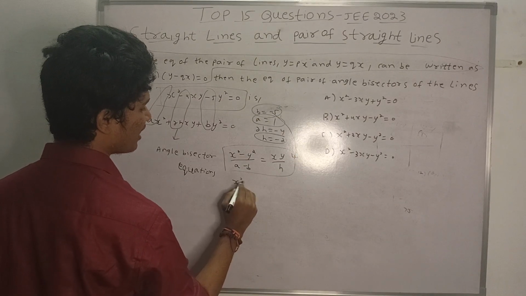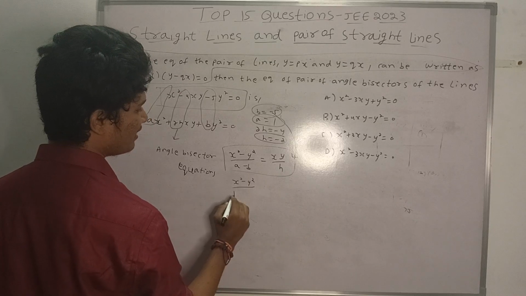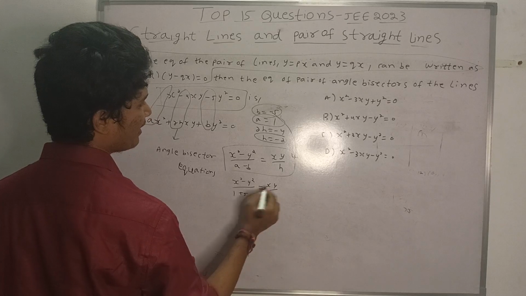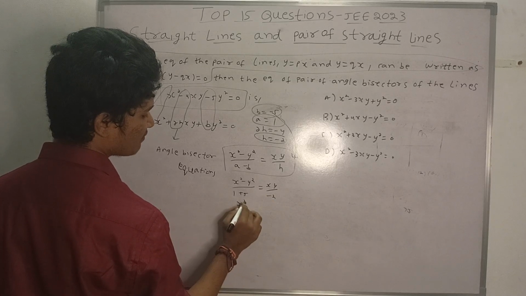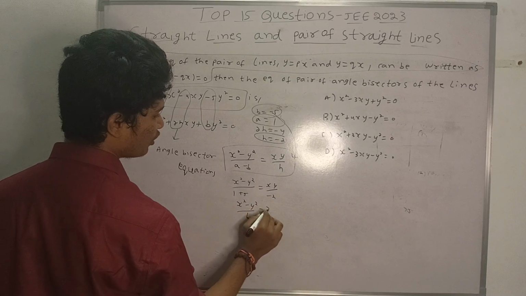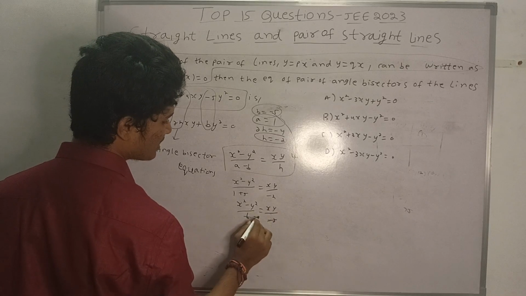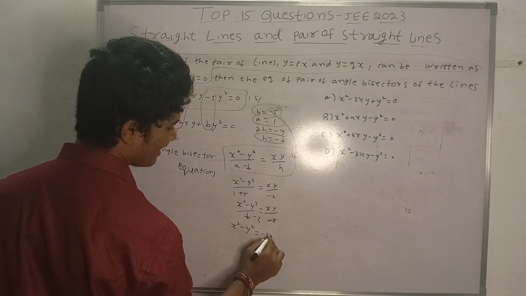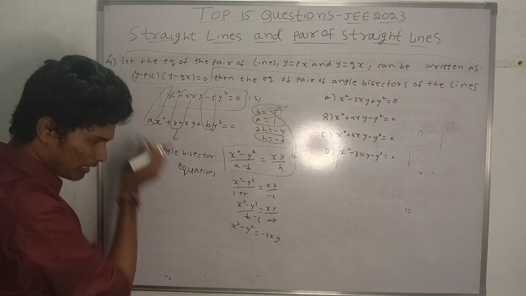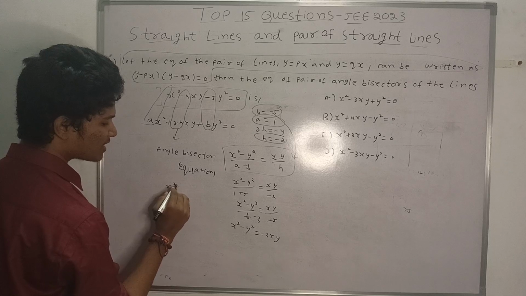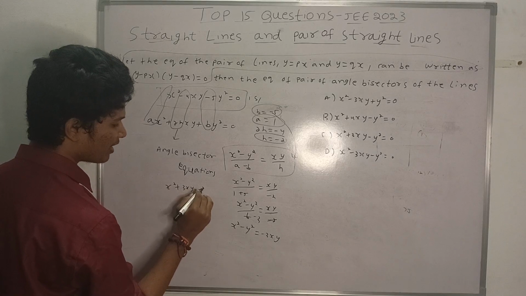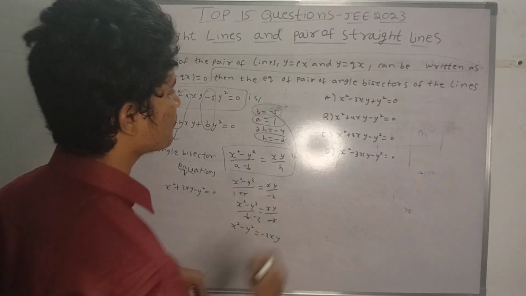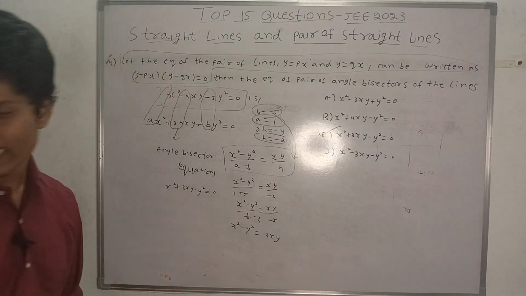You will get x square minus y square divided by a minus b, where a is 1, b is minus 5, so minus minus plus, that is 6, and here xy by h is xy by minus 2. So basically x square minus y square divided by 6 equal to xy divided by minus 2. So this is minus 3. So x square minus y square equal to minus 3xy. So when this comes to the left side, you will get x square plus 3xy minus y square equal to 0. So where is it? x square plus 3xy minus y square. So option C. So like this you have to solve.